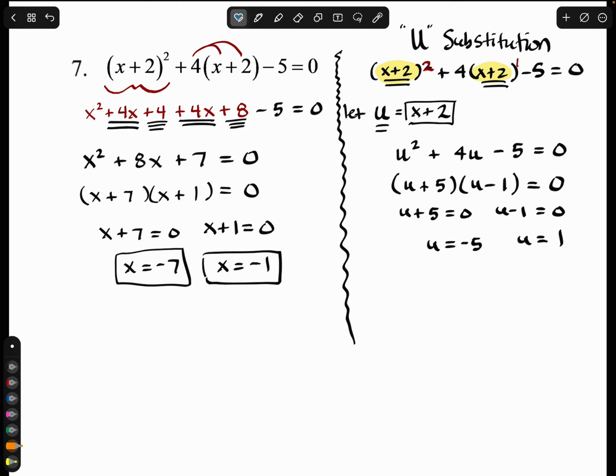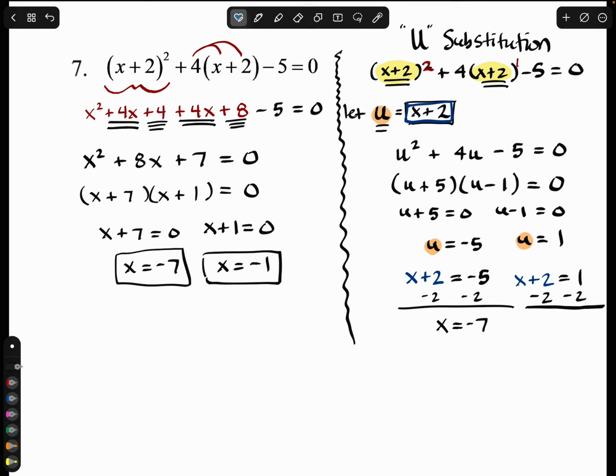But we're not solving for u, remember, we're solving for x. So where we see this u, if we know that u is really the same thing as x plus 2, let's put x plus 2 back in for our u. So we have x plus 2 equals negative 5, and x plus 2 is equal to 1. Now when we finish solving, you'll see we get the exact same answer. X equals negative 7, and x equals negative 1.